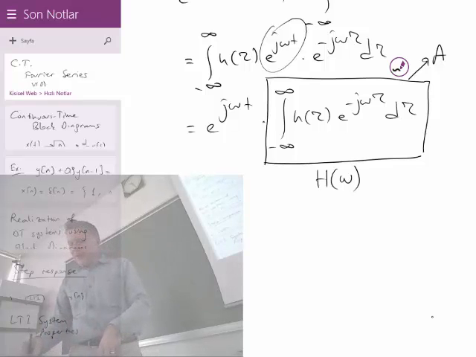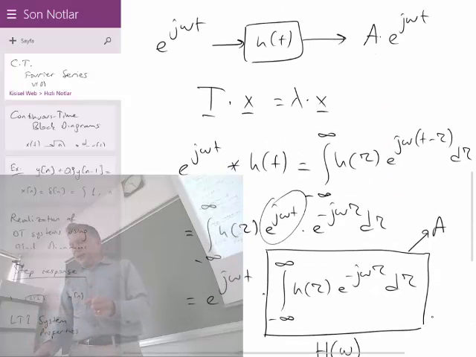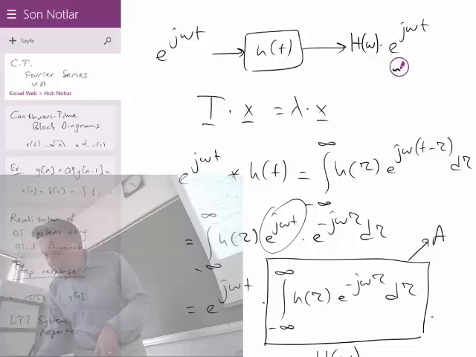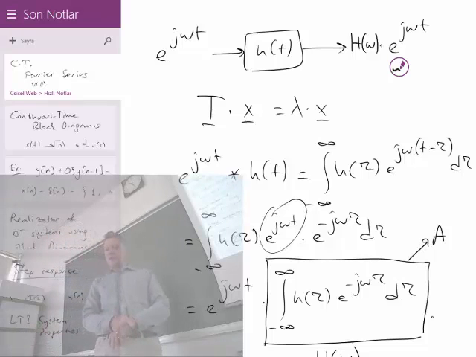So what have we observed? This changes, of course, with different omega. But when you take a look at the top expression, I'm going to write it like this: h of omega times e to the j omega t.